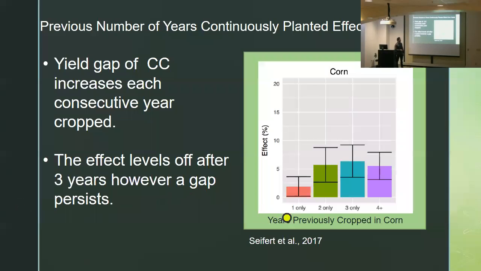In this figure, the years of previously cropped corn is on the X, and on the Y, we see essentially the yield gap between corn in monoculture and corn in rotation. On average, it was about a 5% yield gap in this meta-analysis that looked at 750,000 observations. And that yield gap between monoculture corn and corn in rotation increased to about the third year, and after that, the effect leveled off. However, the yield gap persists in the ongoing years when you compare it to corn in rotation.